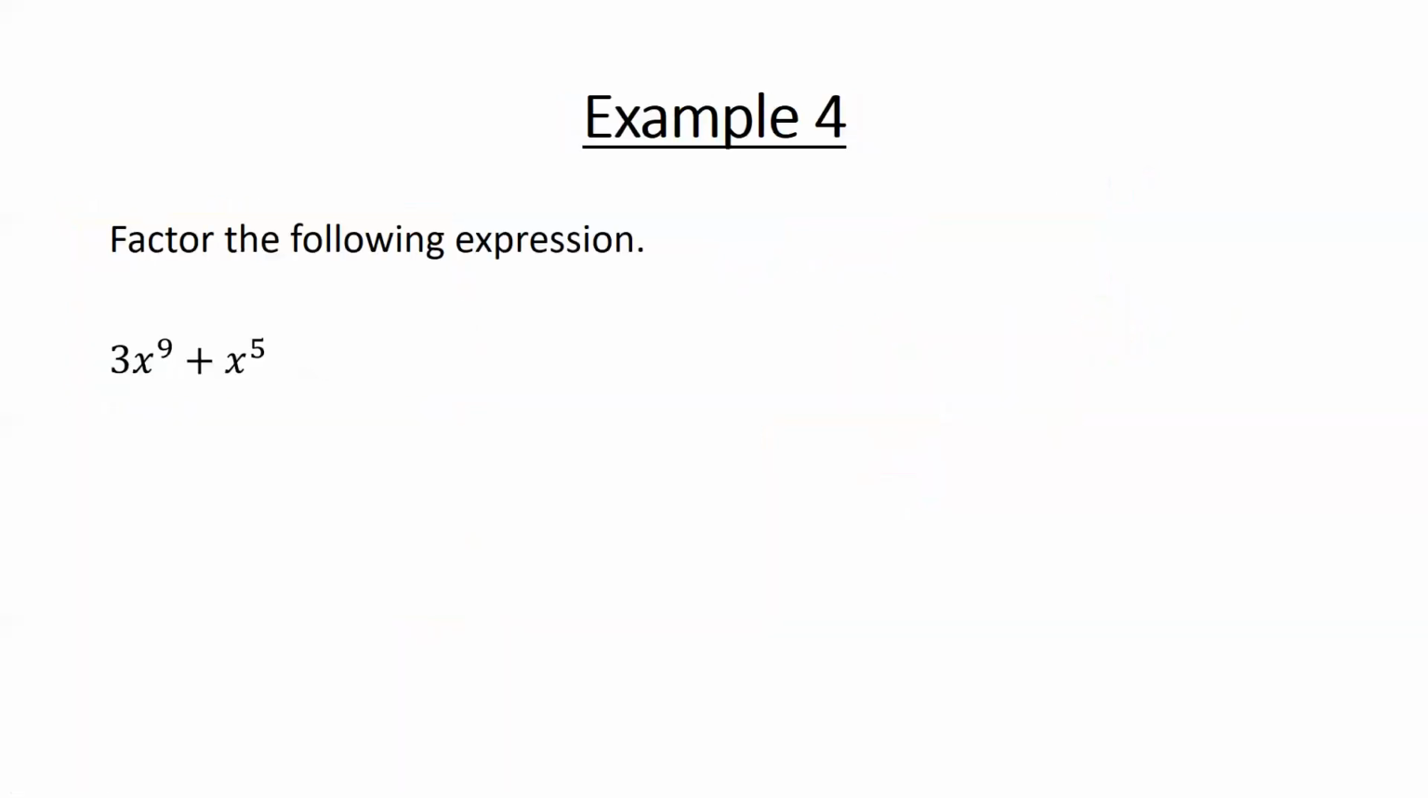So example 4, we have 3x to the 9th plus x to the 5th, and we want to factor it. So we want to find the greatest common factor. There's a 3, and there is technically a 1 here that's not written, but also not interesting, right? There's no common factors here. When we look at the x's, we have x to the 5th is the lower of the two powers. And so x to the 5th is the greatest common factor.